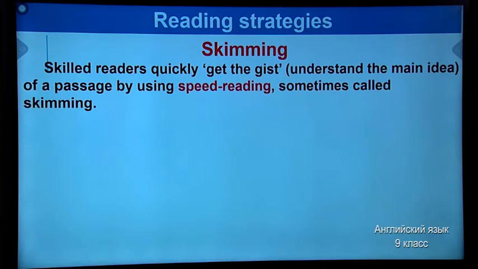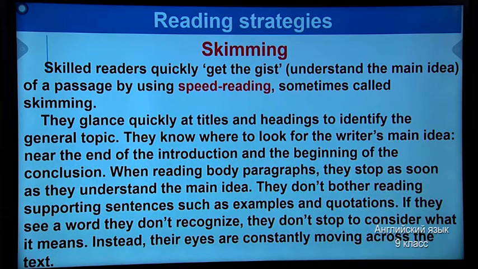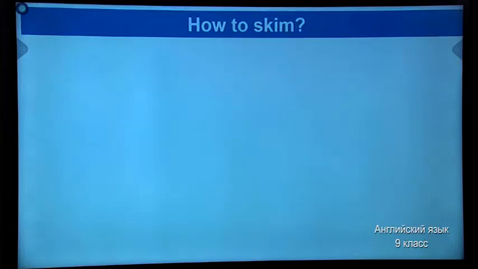What does skimming mean? It means skilled readers quickly get the gist, understand the main idea of the passage by using speed reading, sometimes called skimming. They glance quickly at titles and headings to identify the general topic. Okay, so here let's go.